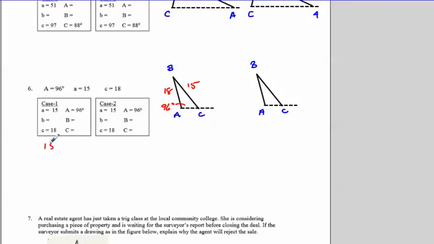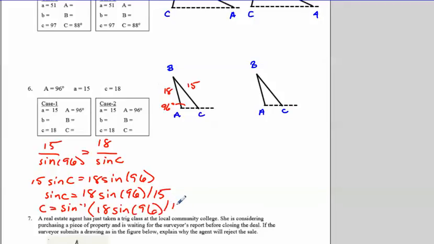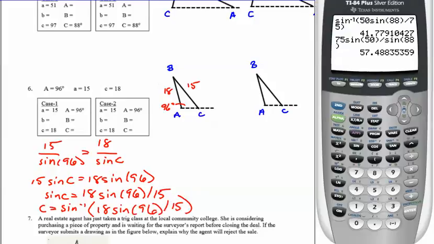So I have 15 over sine 96 equals 18 over sine C. And cross multiply: 15 sine C equals 18 sine 96, and divide by 15, so sine C is 18 sine 96 divided by 15, and do an inverse sine. So C is equal to inverse sine of 18 sine 96 divided by 15. Okay? And we'll type that in.